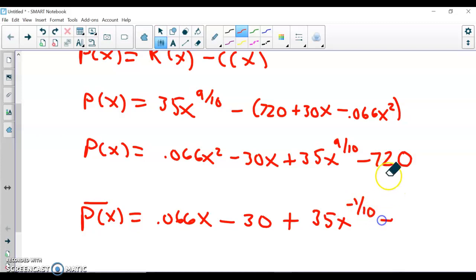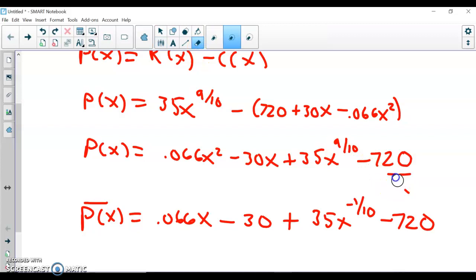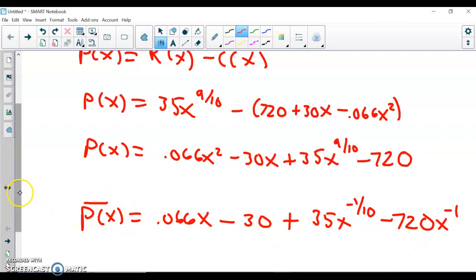And then if you divide 720 by x, it's just a single x on the bottom. I'm going to write it in the numerator's place so that we can stick with the power rule when we get the derivative. So rather than writing it over x, let's put it as x to the negative 1. So this is the average profit function here.